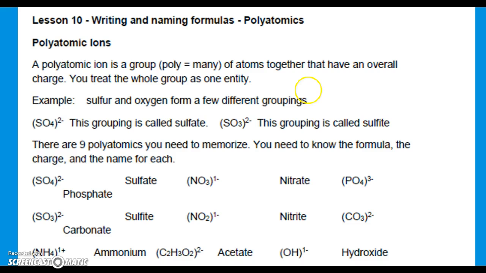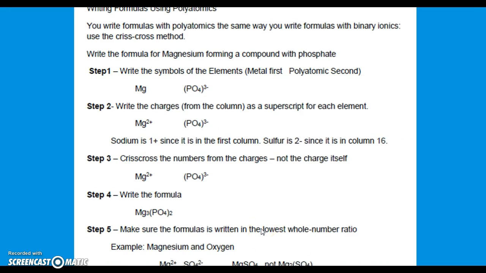So this example over here, this SO4 minus 2, is called sulfate, whereas this one, SO3 minus 2, is called sulfite. There are 9 polyatomics you need to memorize, so you need to know the formula, the charge, and the name for each. So, for example, you need to know that SO4 minus 2 is sulfate, NO3 minus 1 is nitrate, PO4 minus 3 is phosphate, SO3 minus 2 is sulfite, NO2 minus 1 is nitrite, and CO3 minus 2 is carbonate. These are the last 3: ammonium, acetate, and hydroxide.